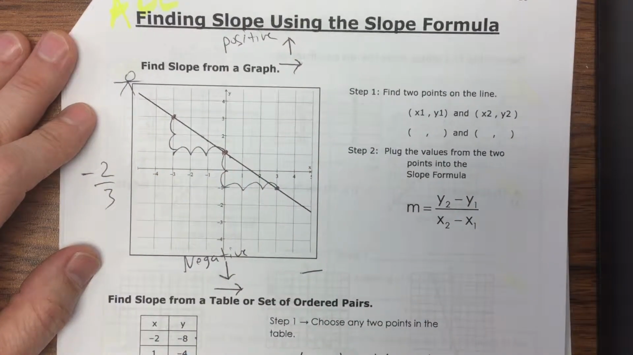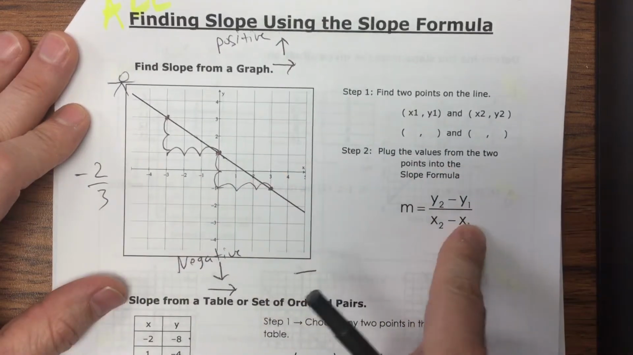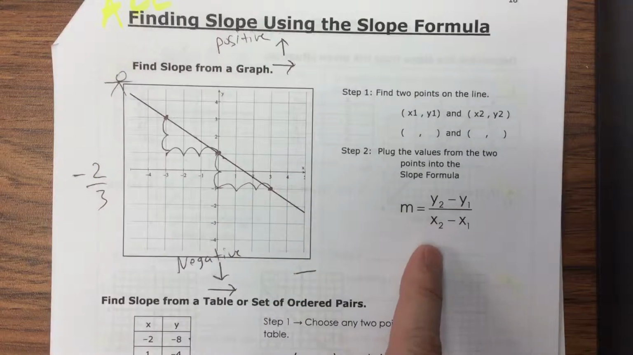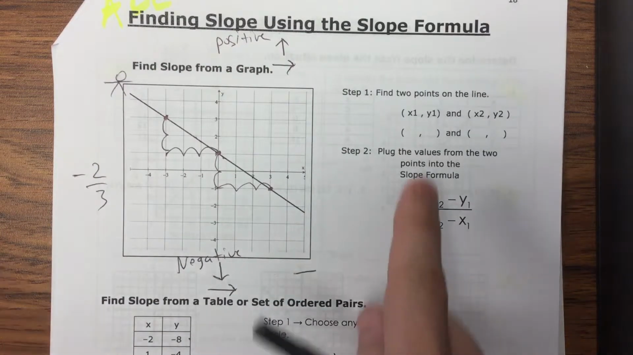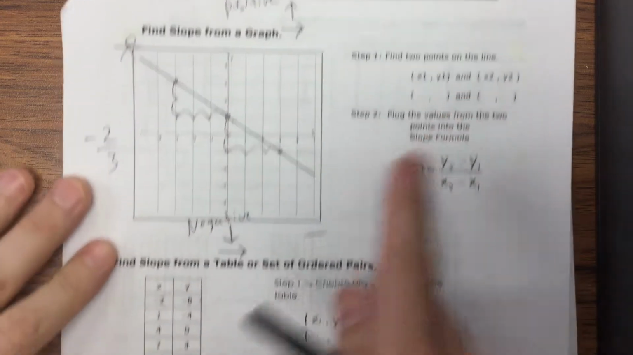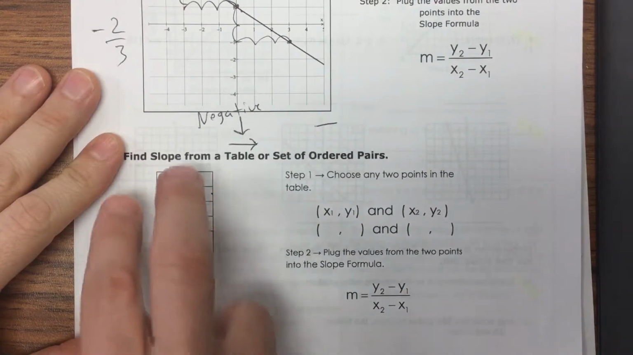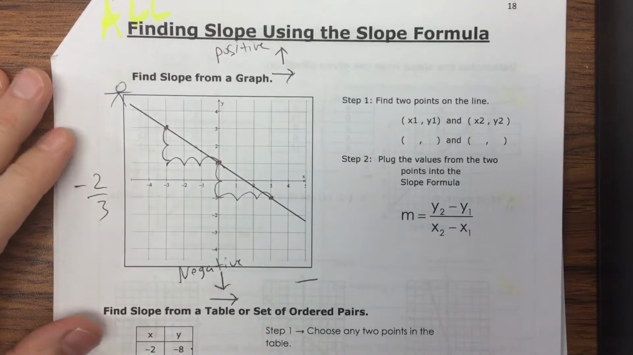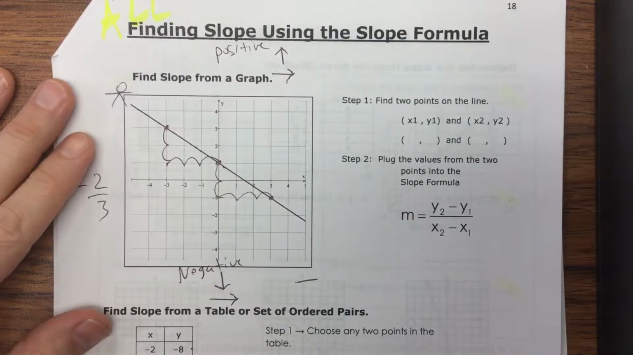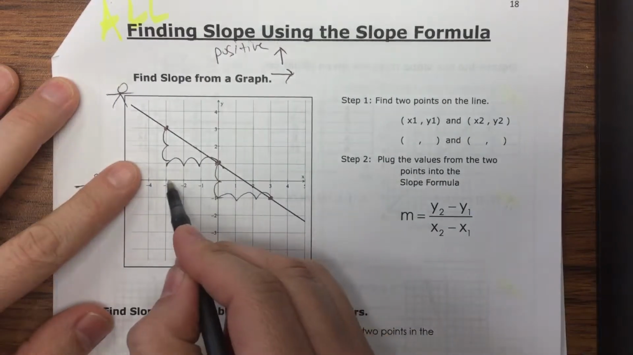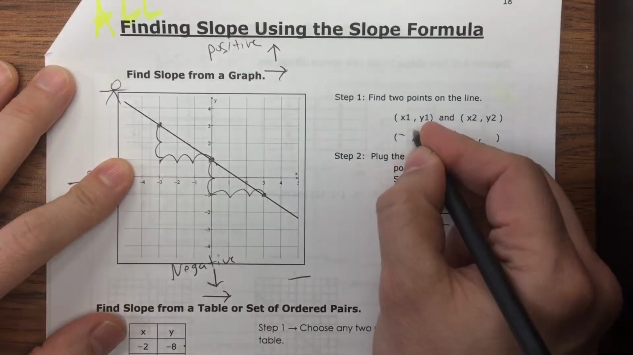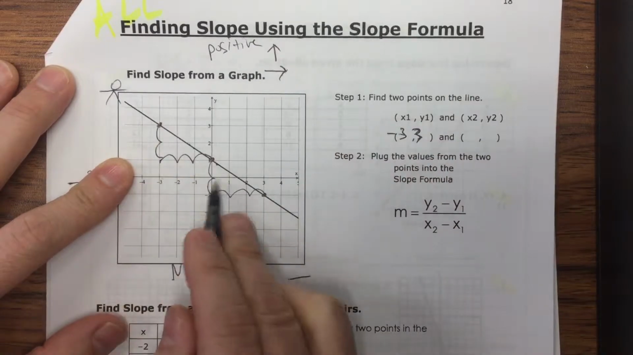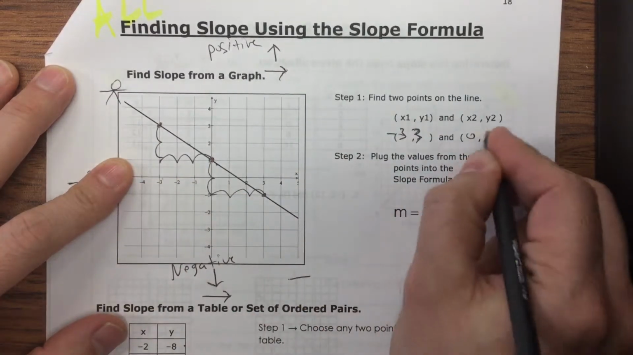Now I'm going to show you how to get the same thing using the slope formula, because sometimes you won't have a graph. You're going to have to do this. So find 2 points on the line, or if you have a table, pick any 2 points in the table. And we'll do that in just a second. 2 points on the line. I have negative 3, 3 and 0, 1.